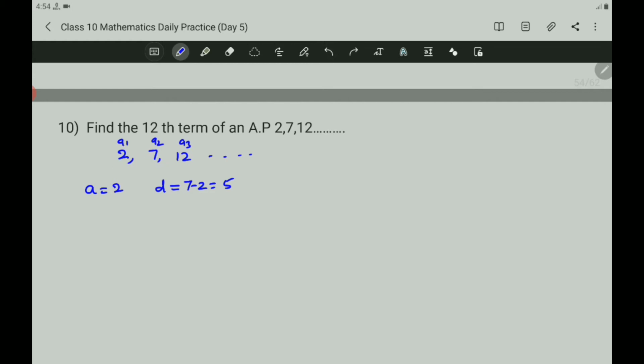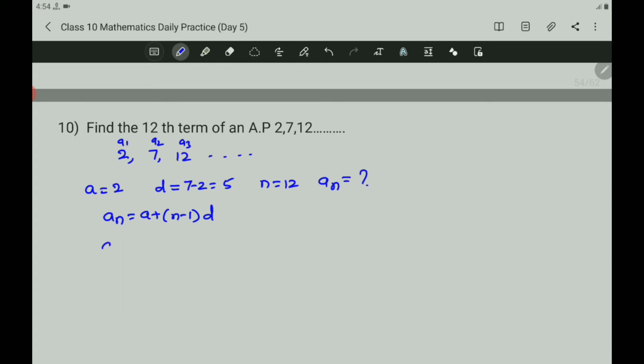Then here what we have to find out? We have to find the 12th term. So you write n equals 12, that is a_n equals question mark. Write the formula to find the nth term. So you know a_n equals a plus (n minus 1) into d.